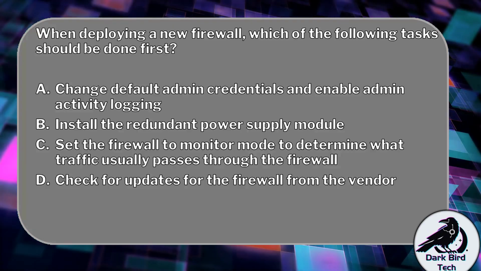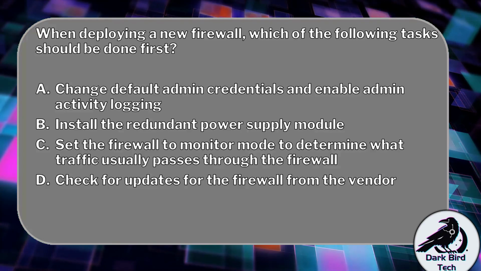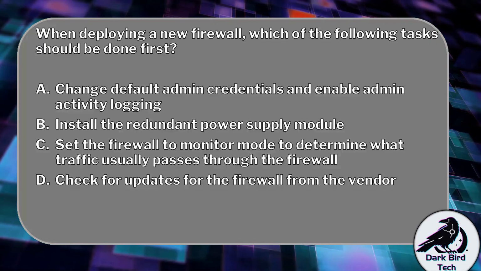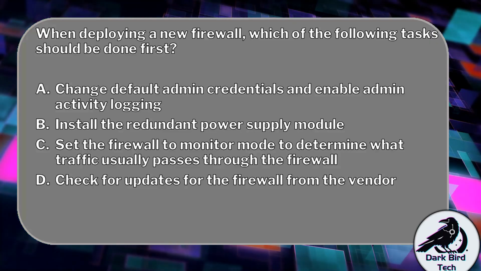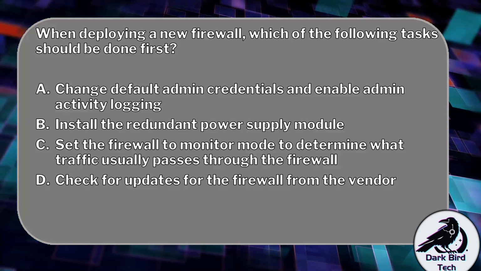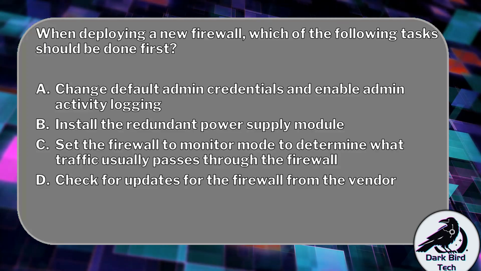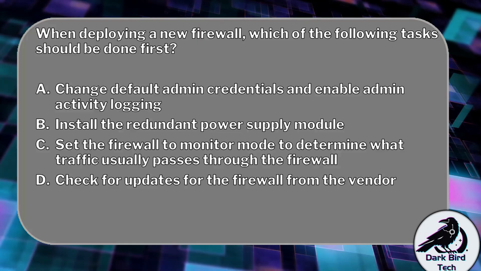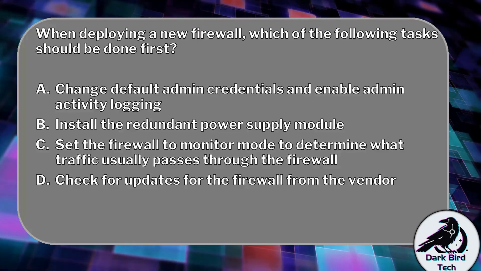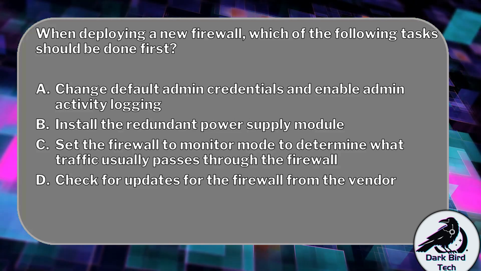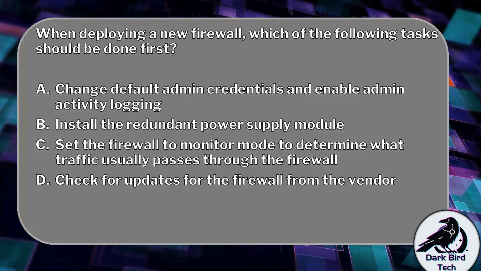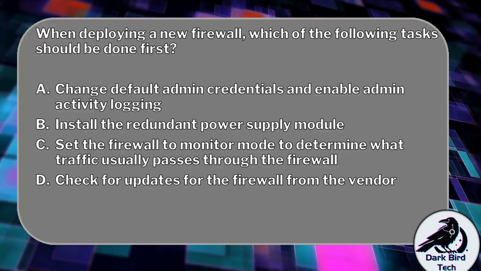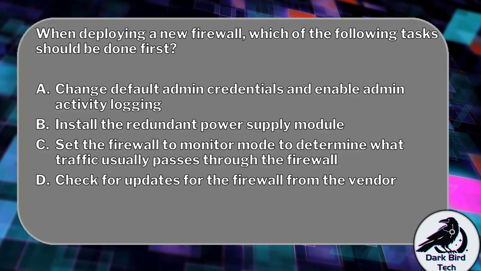And then option D, check for an update for the firewall from the vendor. That's also a good idea because you don't know how long that particular firewall has been sitting in a box somewhere waiting for you to buy it. We'd like to believe that it was shipped recently. It arrived at the supplier a day or two before we ordered it, and it was manufactured maybe a few weeks before. But in reality, that particular model that you bought could have been sitting on a warehouse shelf for months or even years before it finally landed up in your hands. So checking for an update is not a bad idea. So these are all good options.